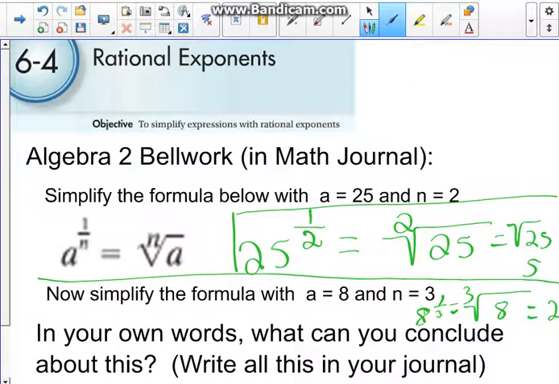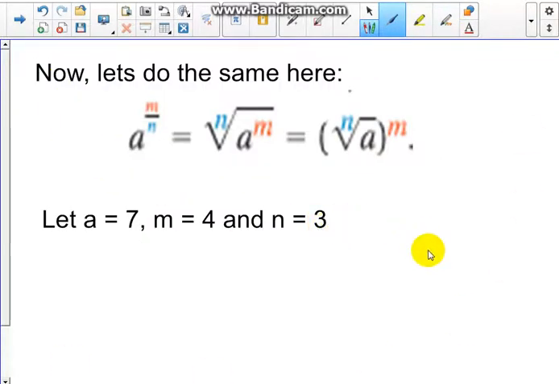Okay, so now that we're done with our first page, let's move on with our conclusions. Now let's do the same again with some new numbers, and then we're going to take it one step further. So it says, let's do the same here. Let a equal 7. So we're going to have 7 to the m over n. So m is 4, n is 3.